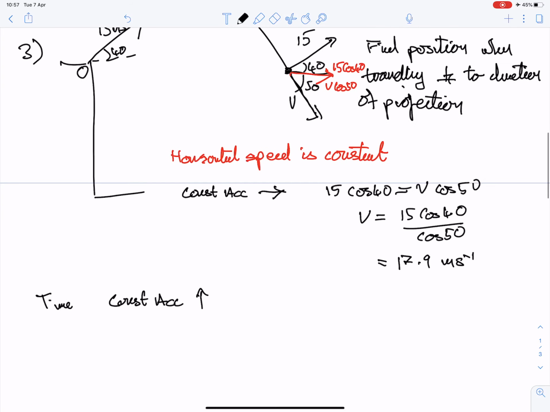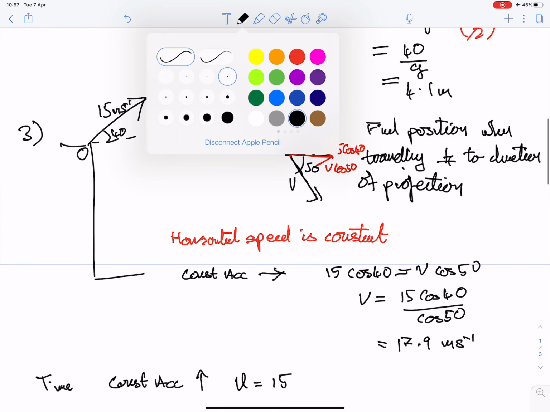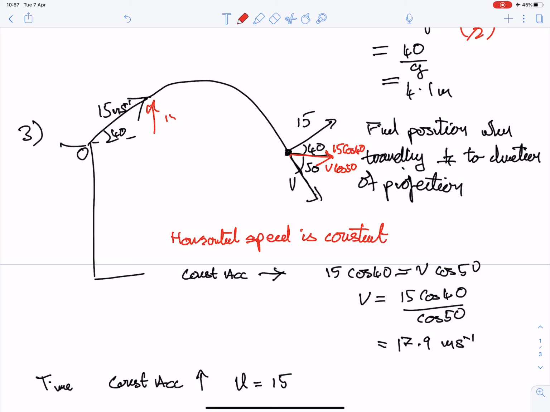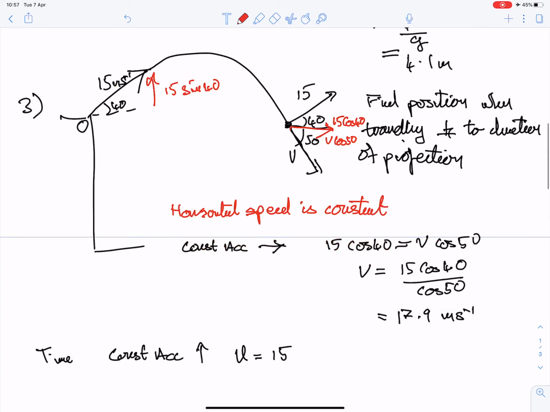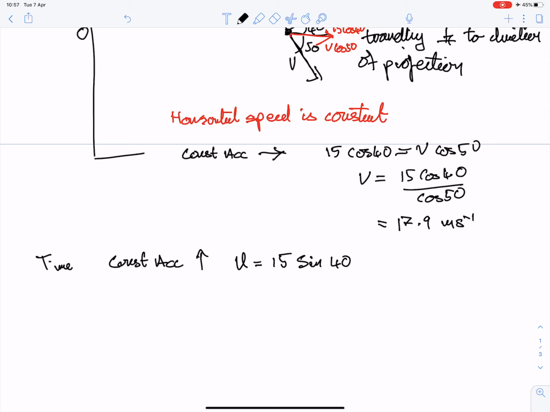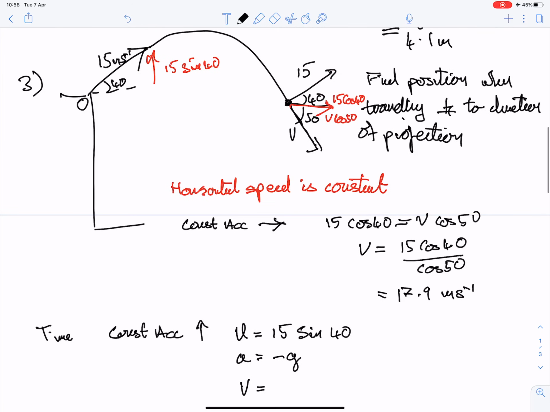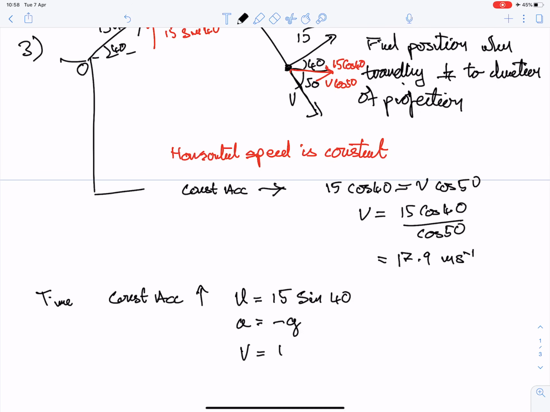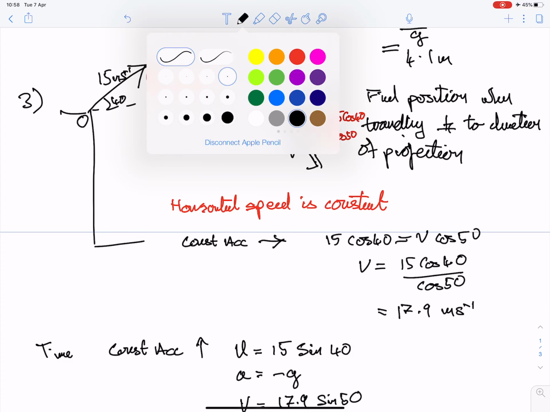To do that we're going to use constant acceleration vertically. Let's just define that as the origin, which we forgot to do earlier. So constant acceleration vertically, and we've got vertically u is equal to 15, and this is opposite, so it's going to be 15 sine of 40. a is going to be negative g because we've taken positive up. v is 17.9 sine of 50. So that's coming from here on the diagram.